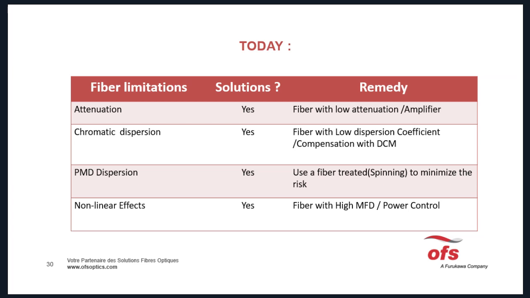For the PMD, yes, there is a solution. Use a fiber treated with spinning, like I have shown you in the slide before, to minimize the risk. And also for non-linear effects, for sure there is a solution: using a fiber with a high or large MFD, a large mode field diameter. If you don't use this, you will still need to use power control and amplifiers. So those are the well-known limitations today for fiber transmission: attenuation, chromatic dispersion, PMD dispersion, and non-linear effects.